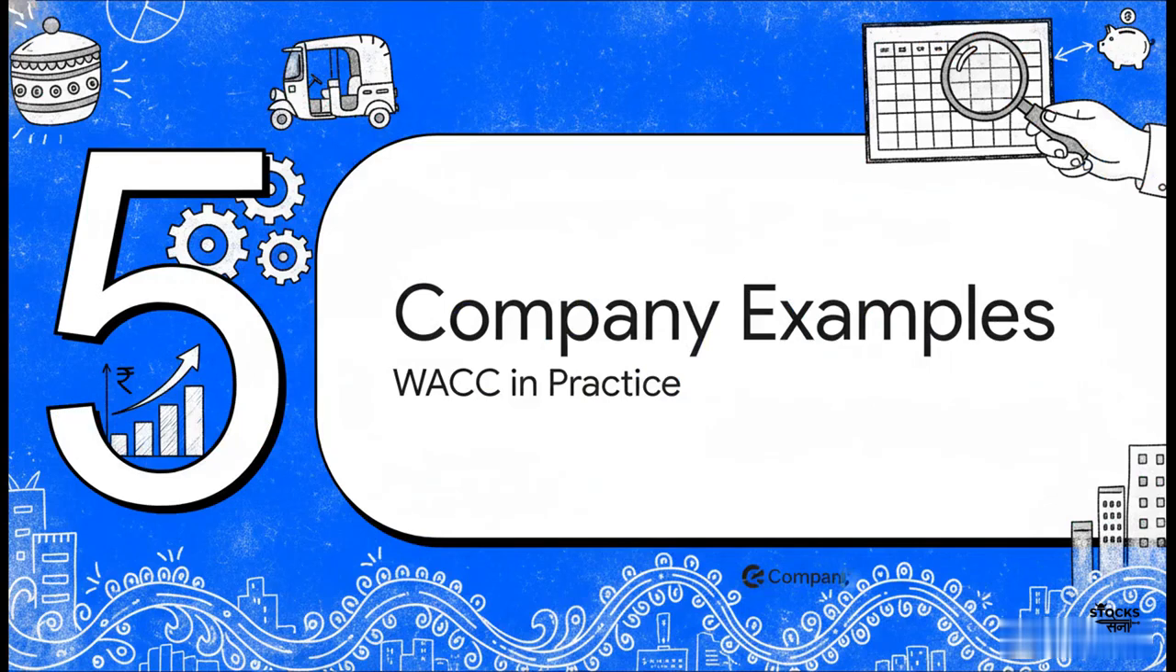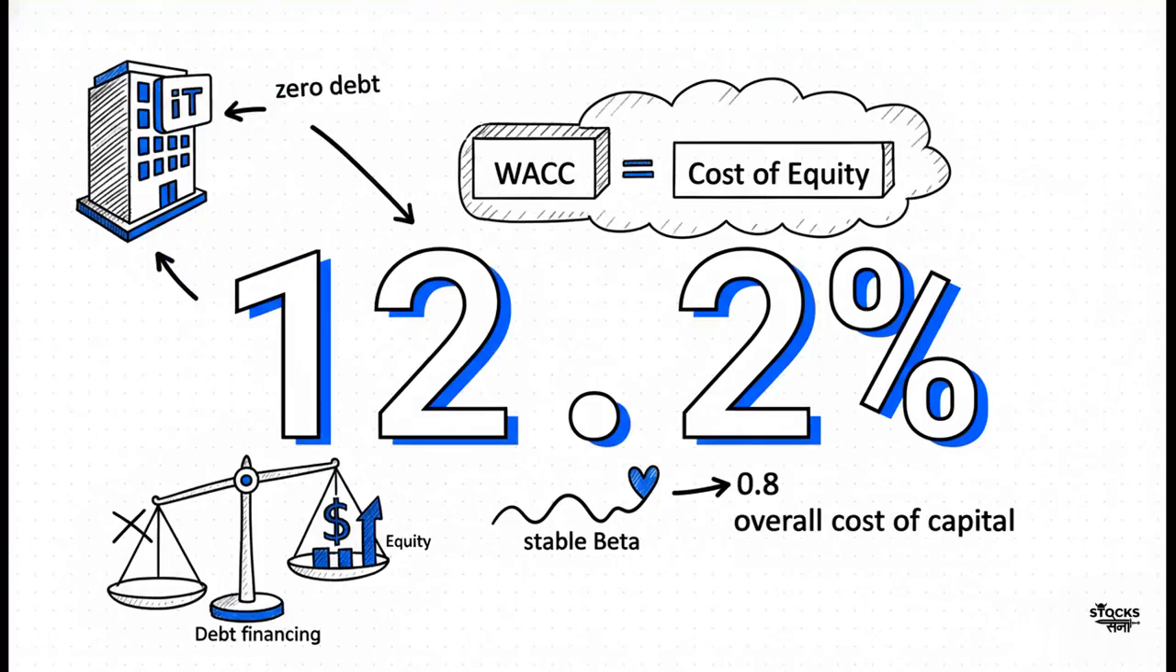Let's move to Section 5, Real-World Indian Examples. Let's look at the IT giant TCS. What's super unique about TCS? Well, they have almost zero debt. Because they don't use debt financing, their WACC calculation is a breeze. It's essentially just their cost of equity. Because of their incredibly stable 0.8 beta, their overall cost of capital sits beautifully at exactly 12.2%.